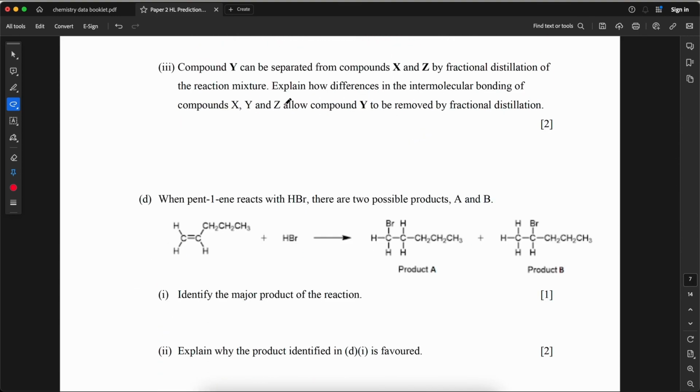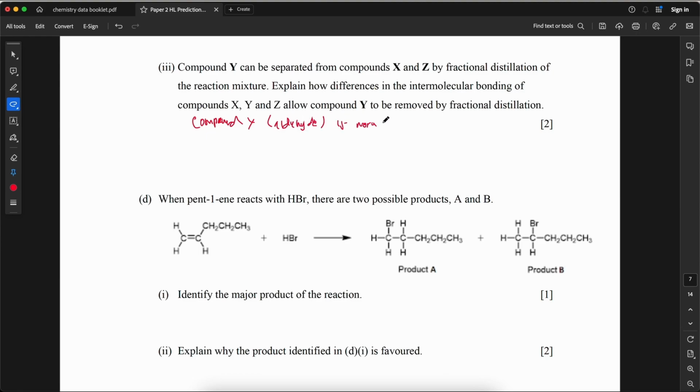Compound Y can be separated from compound X and Z by fractional distillation of the reaction mixture. Explain how differences in the intermolecular bonding of compounds X, Y, and Z allow compound Y to be removed by fractional distillation. Compound Y is an aldehyde.